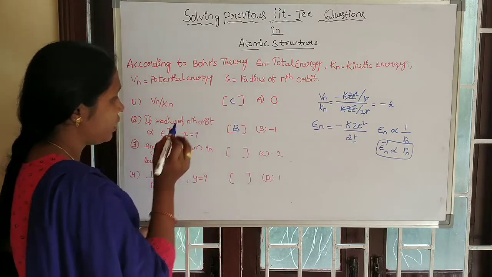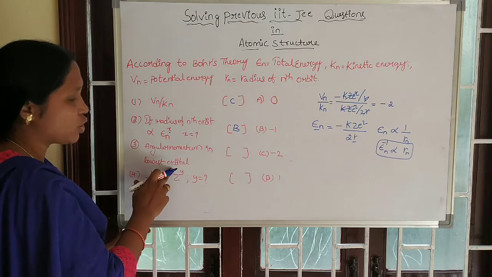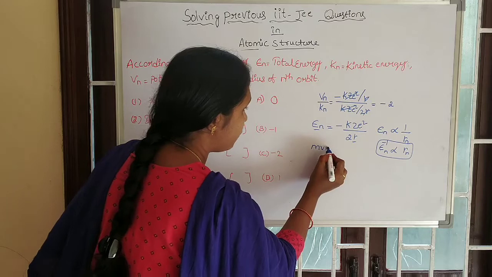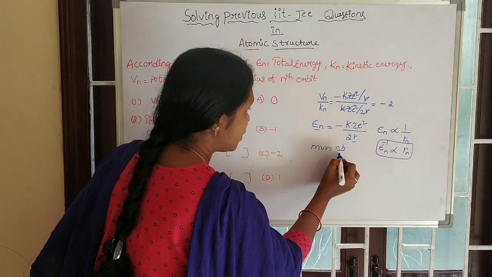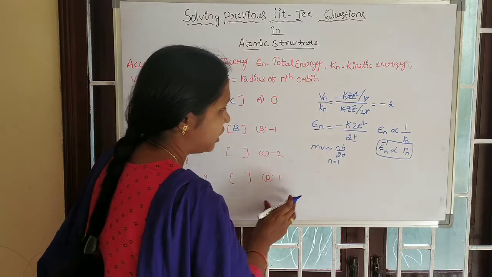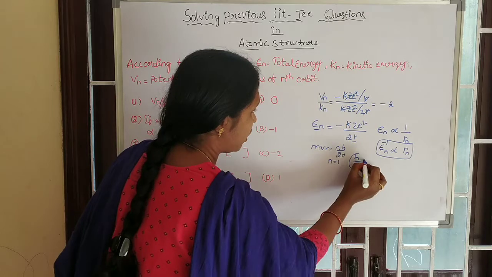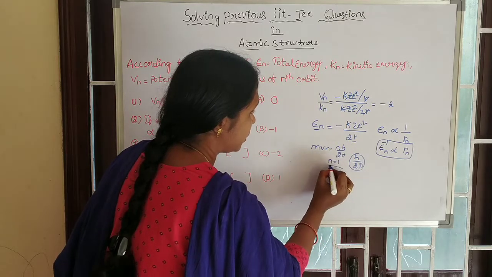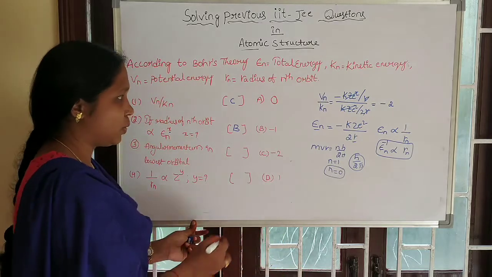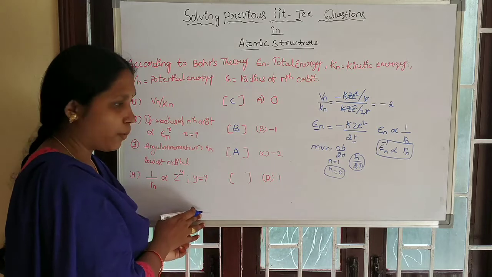And next, angular momentum in the lowest orbital. According to Bohr, we know angular momentum mvr equals nh by 2 pi. Here n starts from 1, so the lowest value is h by 2 pi. If it is not there, that means n equals 0, and n equal to 0 means the whole value is 0. So here the lowest value is 0.